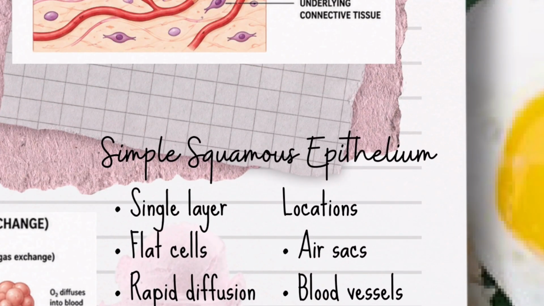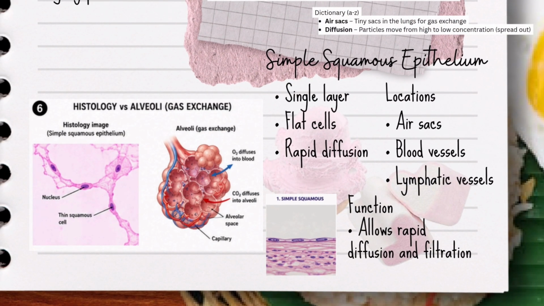The first type is simple squamous epithelium. Have you wondered how oxygen moves from your lungs into your bloodstream in just seconds? This process depends on one of the thinnest tissues in the body, simple squamous epithelium. This tissue consists of a single layer of flat, scale-like cells. Because it's extremely thin, substances such as oxygen, carbon dioxide, and nutrients can pass through it quickly by diffusion.